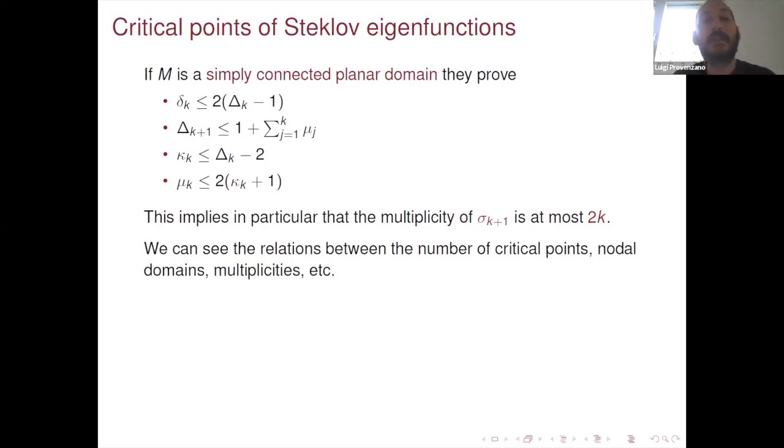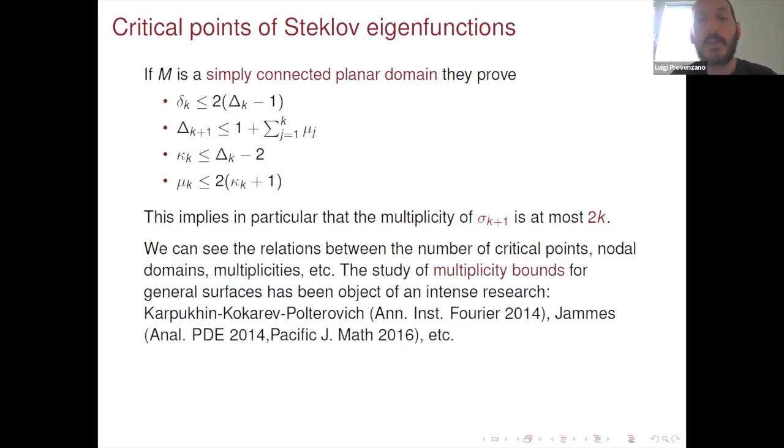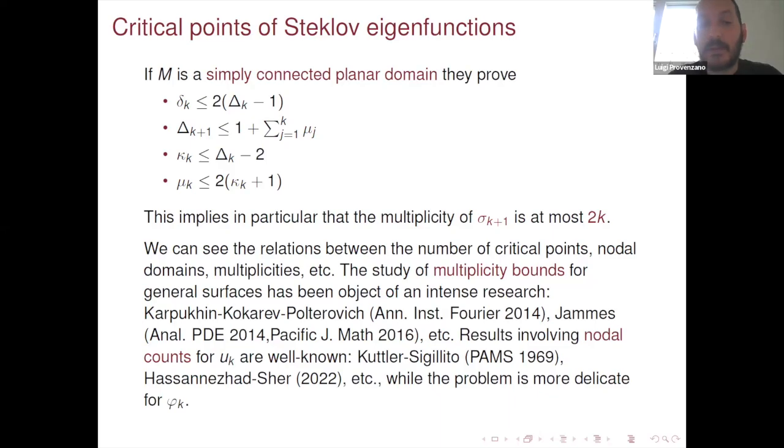And so there have been studies on bounds for certain of these quantities. In particular, the study of multiplicity bounds for general surfaces has been an object of various research, for example, Karpukhin, Kokarev, Polterovich, and Jam, of course. This for what concerns multiplicity bounds. Concerning nodal counts, for Steklov eigenvalues in the interior, we have the paper of Cutler and Sigillito, which deals also in the two-dimensional case with the counts of boundary nodal domains, and the paper by Hassannezhad and Sher of 2022. Again, especially for nodal counts of Steklov eigenfunctions.